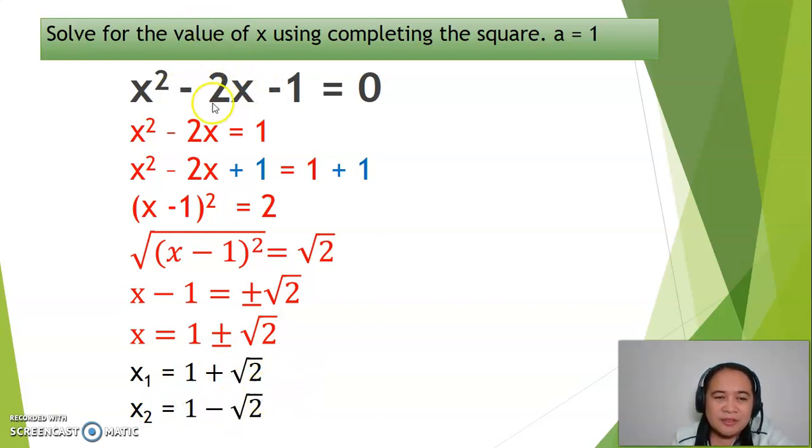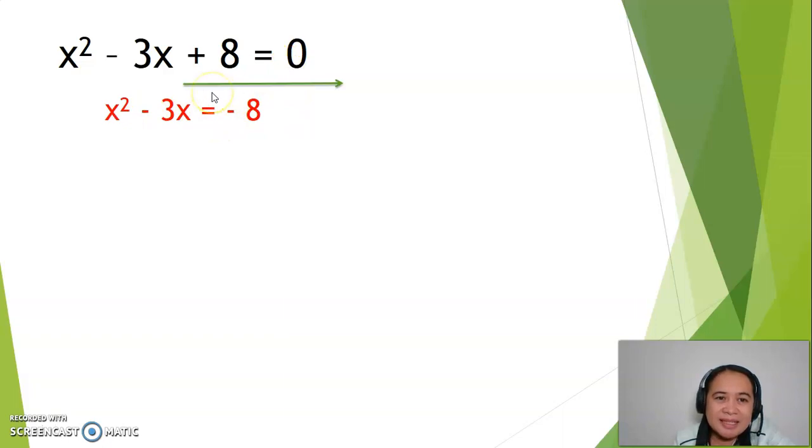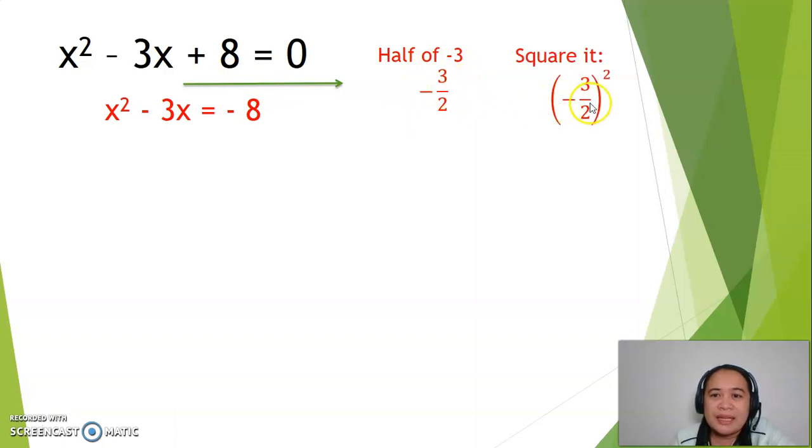Now, what if the second term is no longer even? What if it is odd? How are you going to do it? Let's have an example. So in this case, transfer 8 to the other side, it will become negative 8. Now in this case, take note, get half of the second term. So half of negative 3 is negative 3 over 2. Now square this, you will get positive 9 over 4.